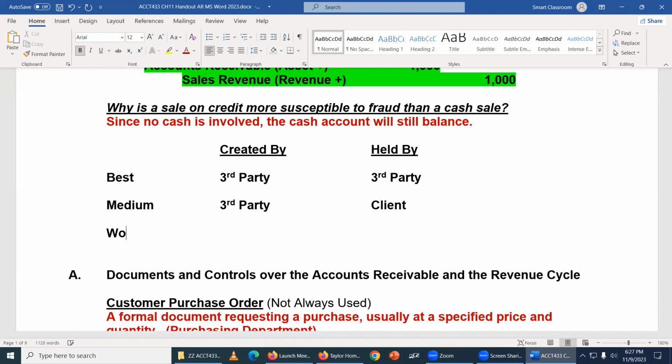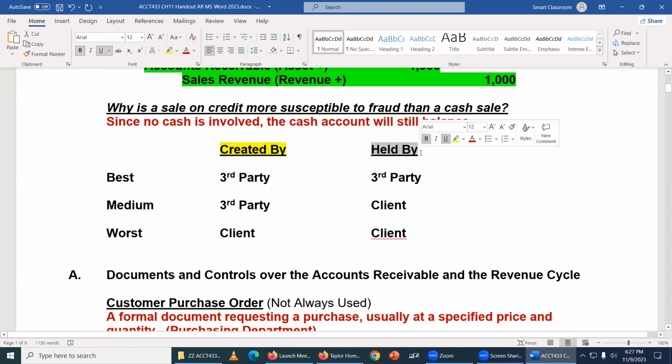Worst evidence is created by the client and held by the client. Okay, so these are kind of our rules.